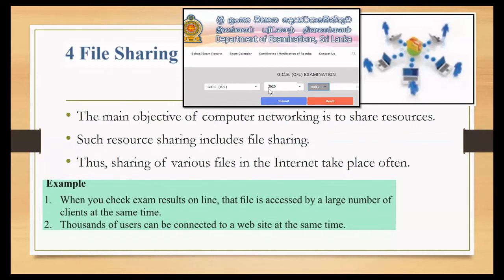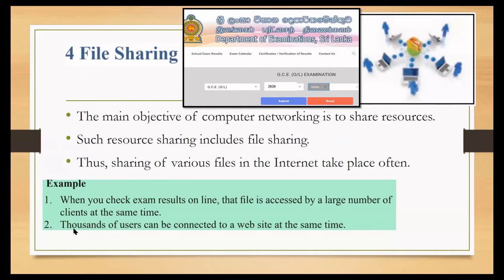So you can see this is the 2020 all-island results. I think this is your result. So I changed that, right? Up to 19 only, we can see the result, but here I think you can see results like this, right? Next year. Okay, so this is one example of file sharing, right?